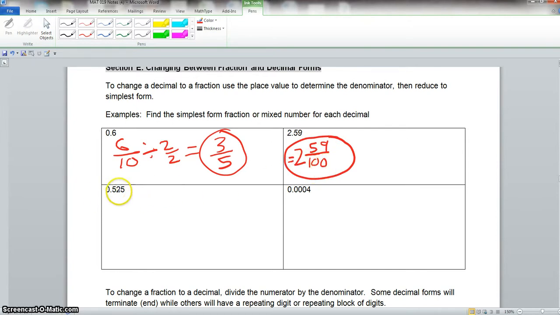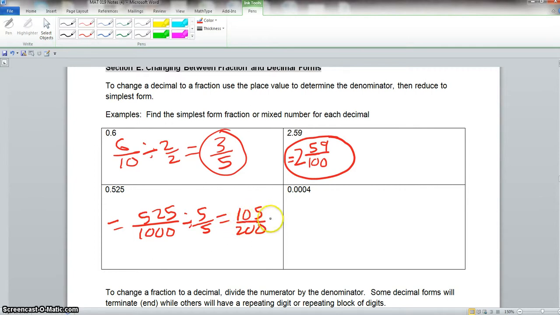Now we come here, we have 0.525. So we know, first of all, that this goes to the thousandths place. So our denominator would be 1,000. Our numerator would be the 525. Now we simplify this. We divide both by 5. Our denominator would be 200. Our numerator would be 105.